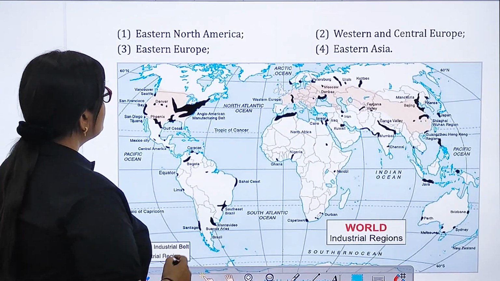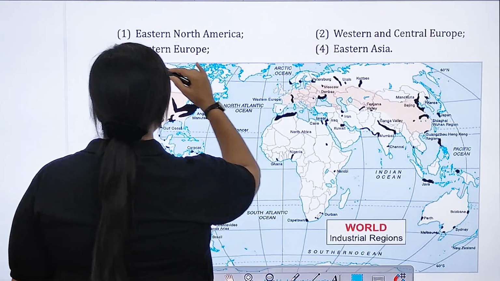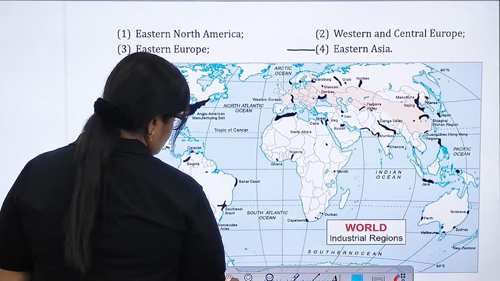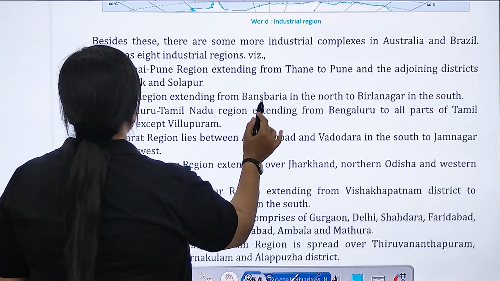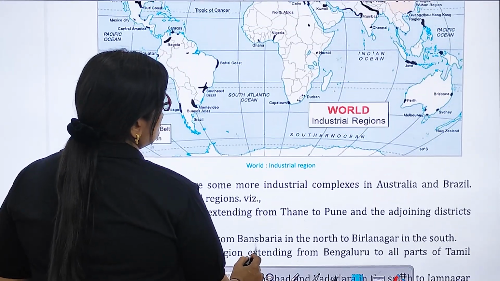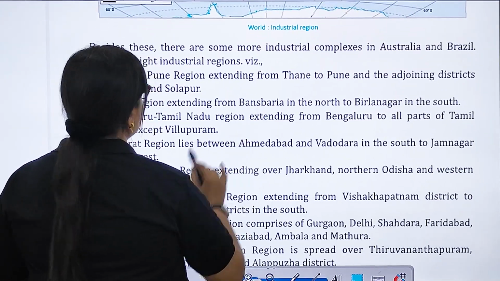So the four major industrial regions of the world are Eastern North America, Western and Central Europe, Eastern Europe and Eastern Asia. Besides these, there are some more industrial complexes in Australia and Brazil.